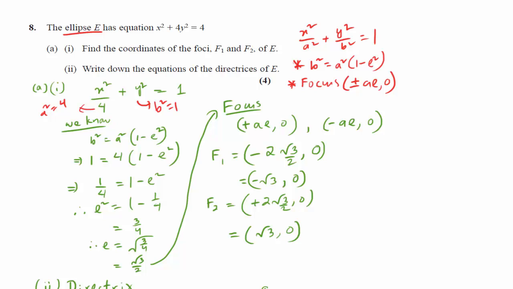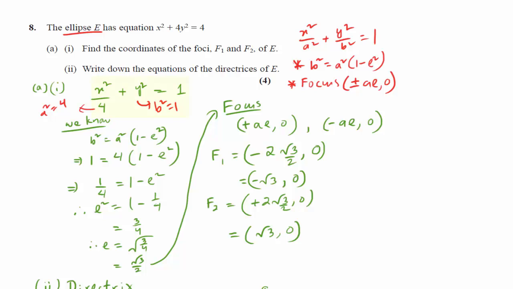The ellipse E has the equation x squared plus 4y squared equals 4, and we have to find the foci F1 and F2 of the ellipse E. E is the name of the ellipse, not a point. Now the first step is to put the equation in the standard form of an ellipse.